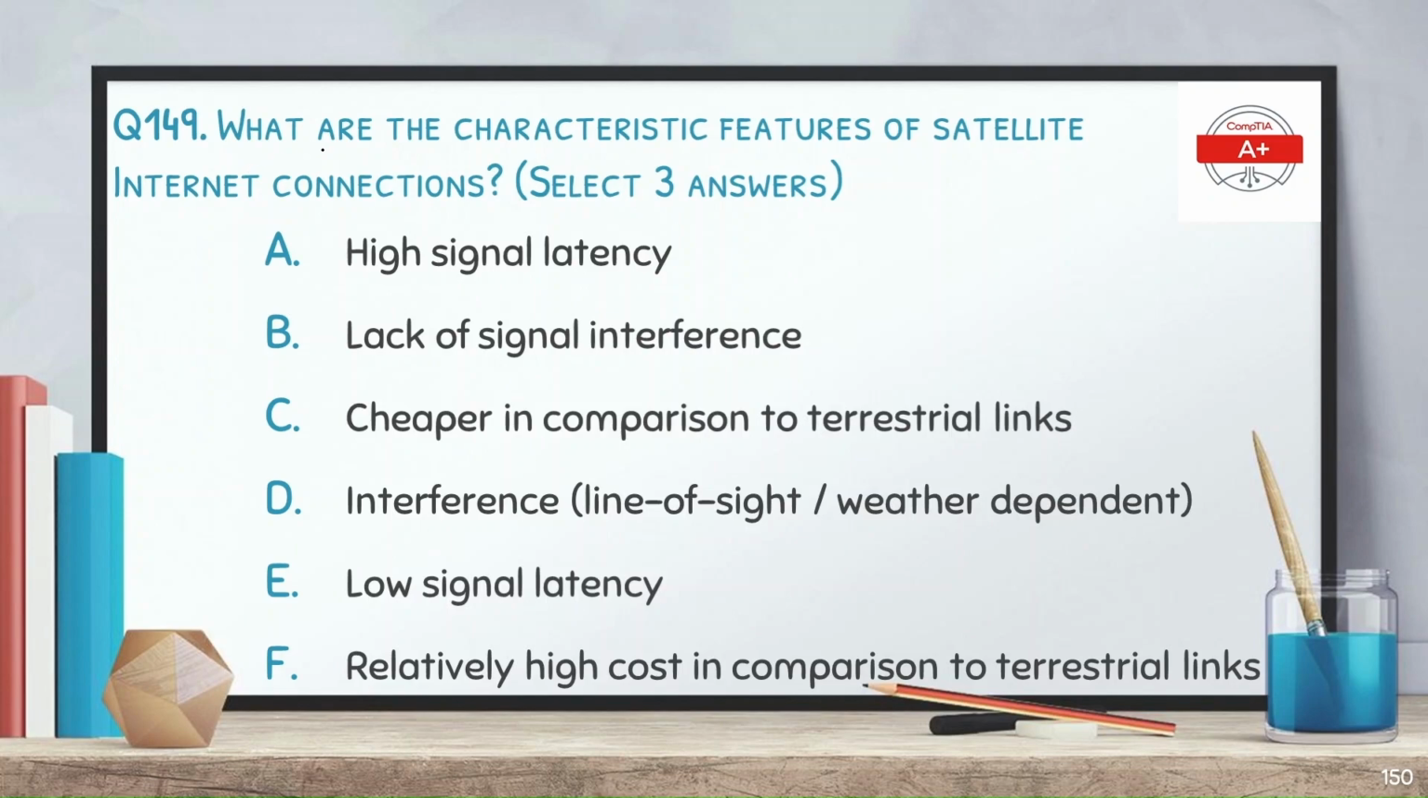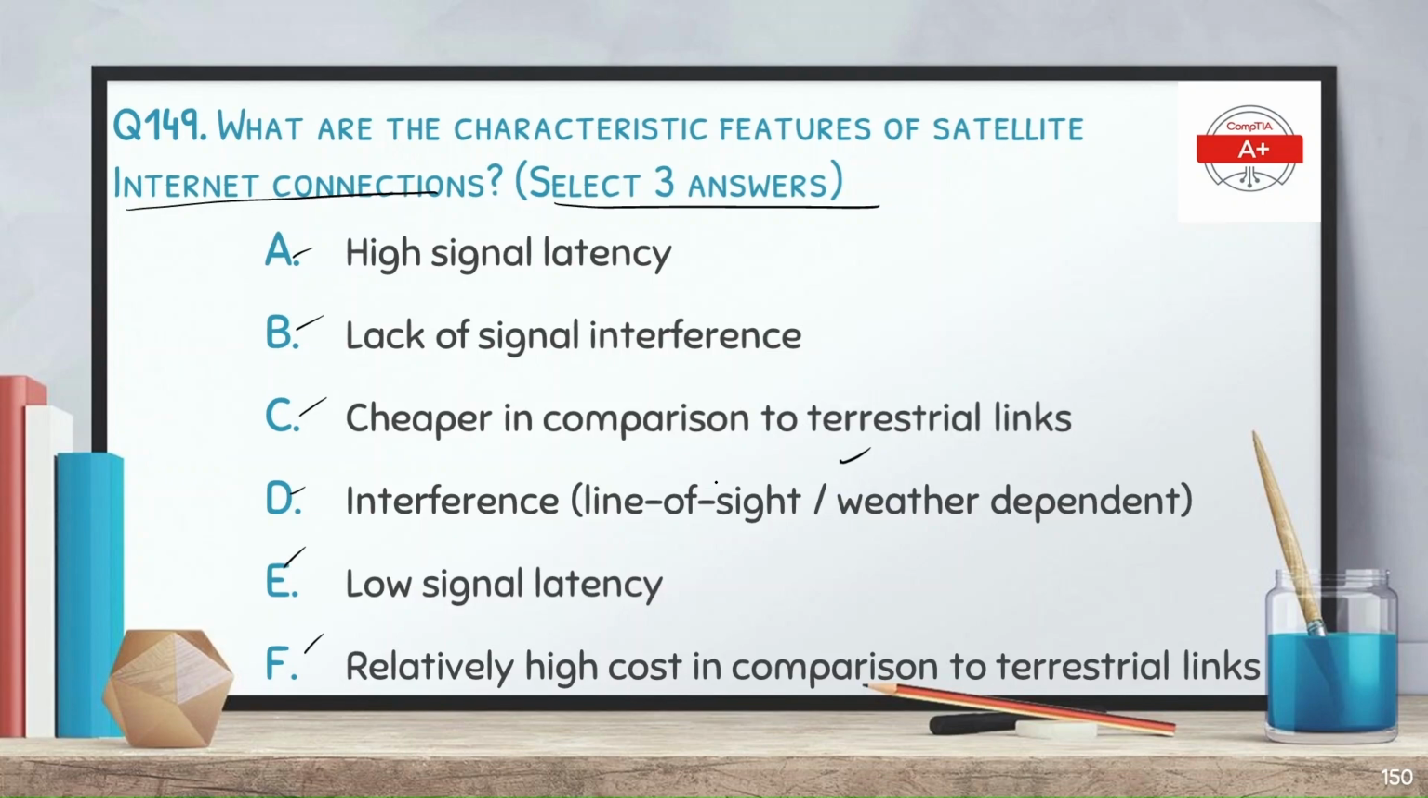Question number 149 is that what are the characteristic features of a satellite internet connection? We have to select three answers, and the options are A, high signal latency, B, lack of signal interference, C, cheaper in comparison to terrestrial links, D, interference, line of sight, weather dependent, E, low signal latency, and F, relatively high cost in comparison to terrestrial links.